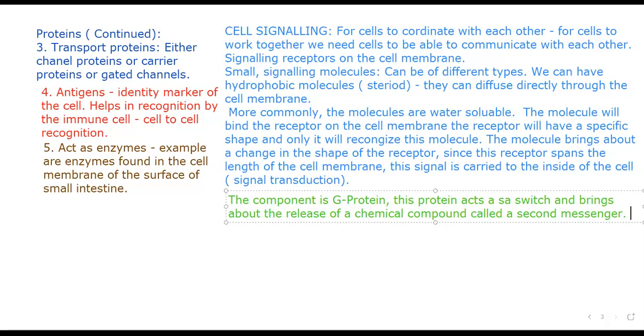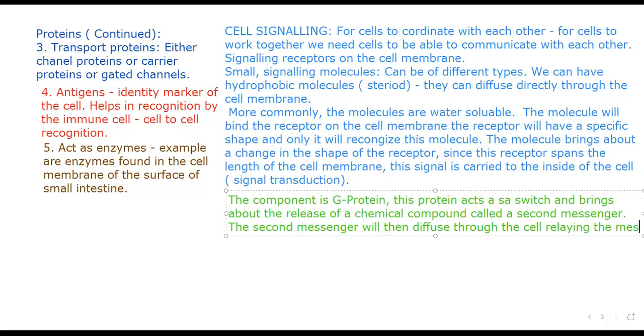Now, the second messenger will then diffuse through the cell, relaying the message. This second messenger is the one that's actually going to travel through the cell, through the cytoplasm, wherever it's needed. For example, it's needed in the nucleus. It wants to tell the cell to divide. So it will go to the nucleus and pass on the message: listen, you need to go ahead and divide.